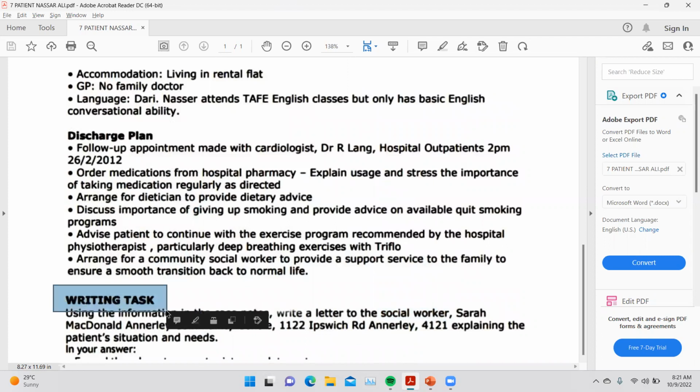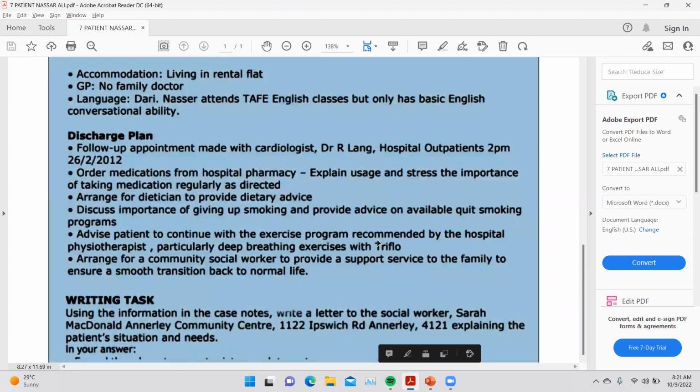I'm going to read this writing task for you. Using the information in the case notes, write a letter to the social worker Sarah McDonald, Annalee Community Center, 1122 Ipswich Road, Annalee 4121. By reading this writing task, we understood that we are going to write this letter to a social worker, and her name is Sarah McDonald.